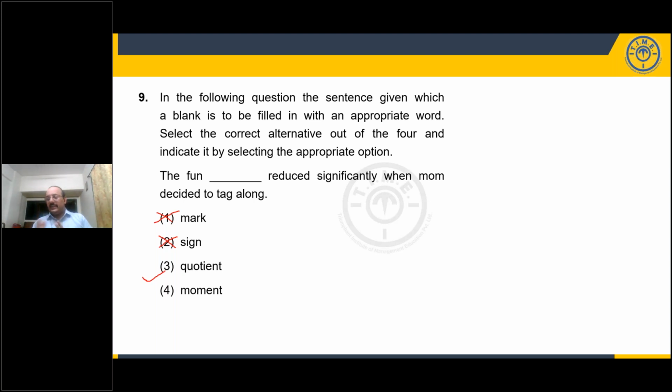The fun content. Like you say, the emotional quotient of this movie was a high one, or this person has a very strong intelligence quotient. Does it have a very strong emotional quotient? Similarly, we say fun quotient. Fun quotient is fun content or how much fun we have had. Fun moment? No. So option number 3. The fun quotient reduced significantly when mom decided to tag along. Option number 3. All right.